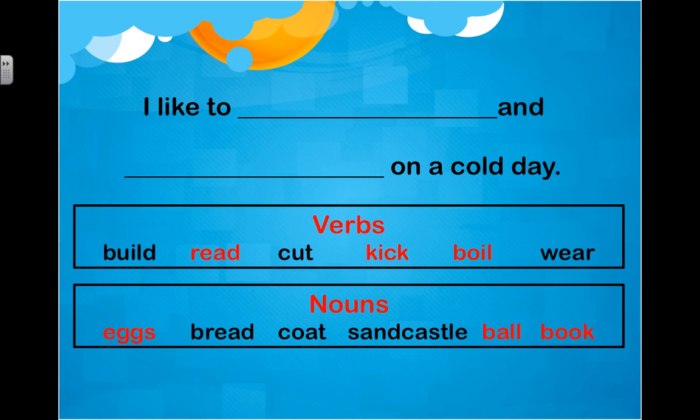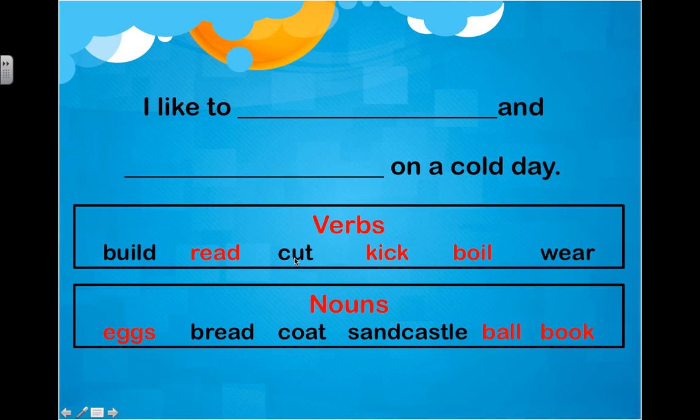Let's look at this one. I like to blank and blank on a cold day. Do I like to build on a cold day? I might be able to build a snowman. So build could go here, but let's see. I like to build and blank on a cold day. Build and bread. Build and coat. That, no.